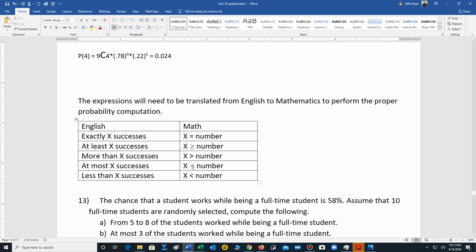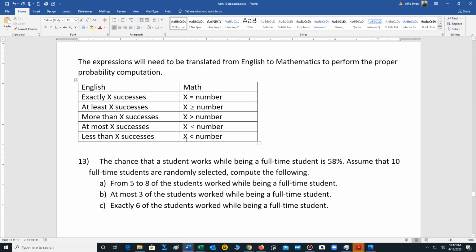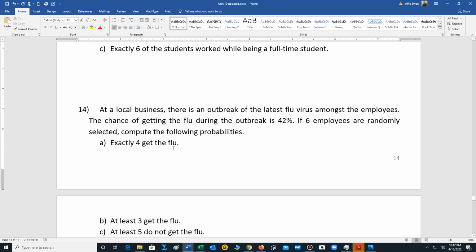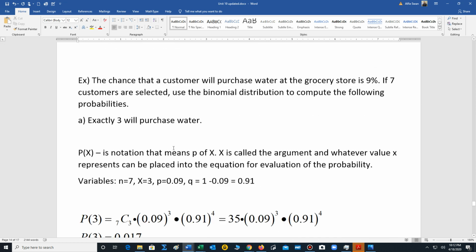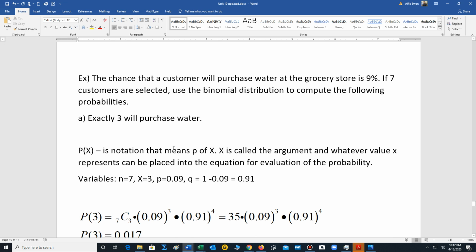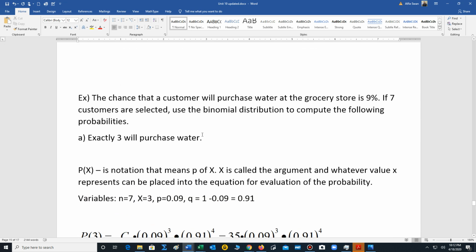At most x successes means x is less than or equal to some number. So from x all the way down to 0, we first compute and then add up all those probabilities together. Less than x means we go below x, compute all the probabilities, and add them together. So we're going to take a look at one of these examples. Let's look at this example here first.